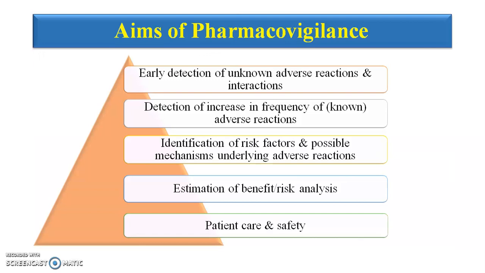Coming to the next slide, the aims of pharmacovigilance. Here one must have minimum aims of early detection of unknown ADRs as well as interactions, detection of increase in frequency of known ADRs which are already available, and identification of risk factors as well as possible mechanism why that particular ADR is caused, and estimating of benefit and risk analysis. Then finally, patient care as well as safety.